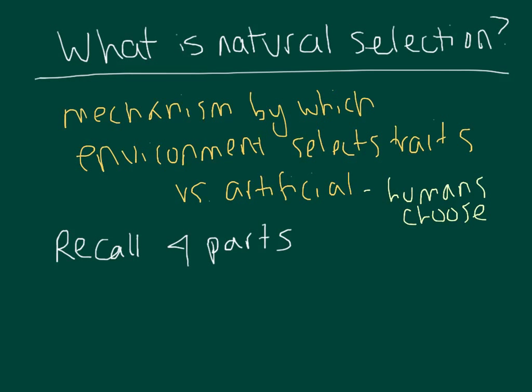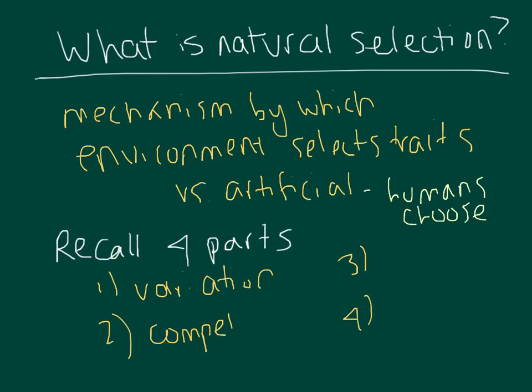So remember, an adaptation is something that an organism connects to or fits with. In natural selection, we're looking at something to which an organism fits. Recall there are 4 parts to natural selection. Last week we learned a little bit about the 4 parts, and those parts include variation, competition, overproduction, and survival of the fittest.